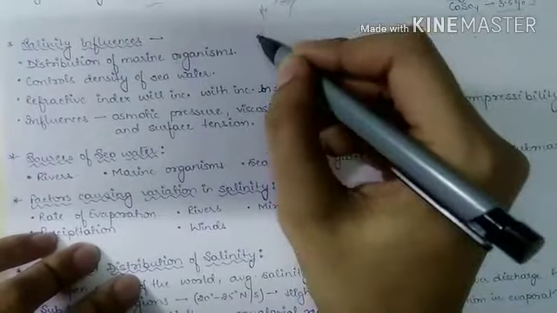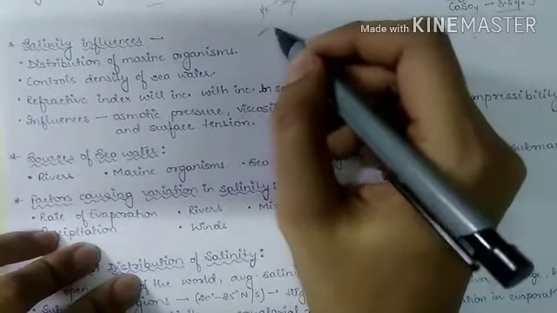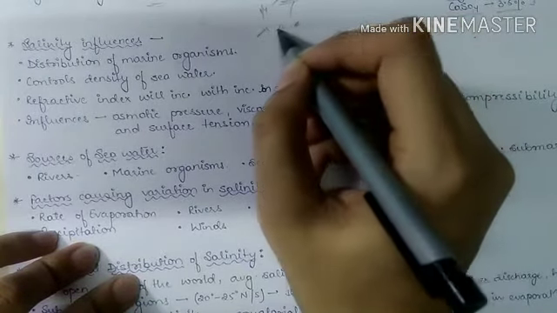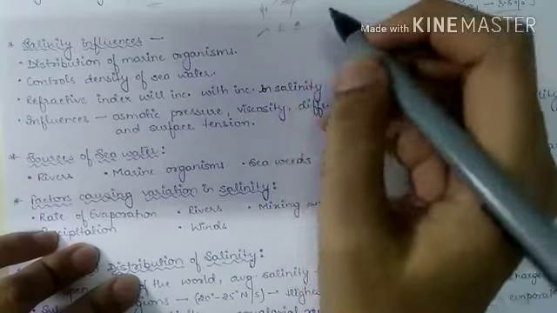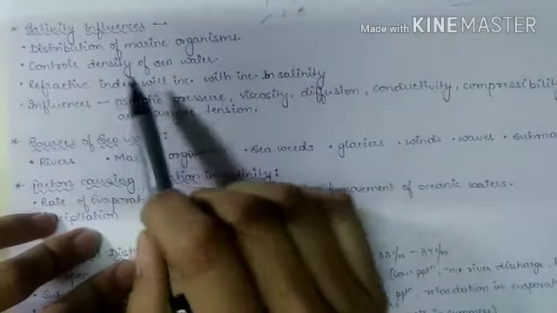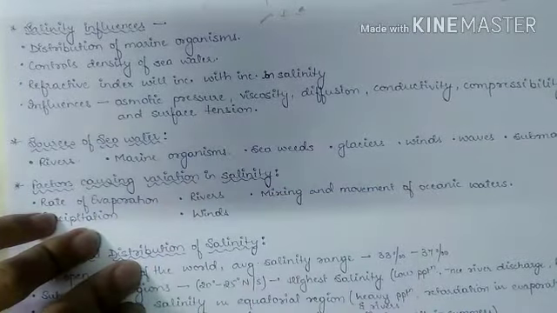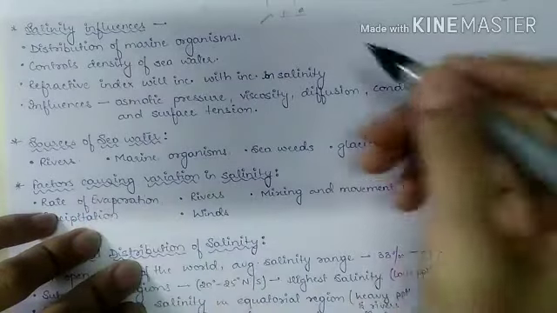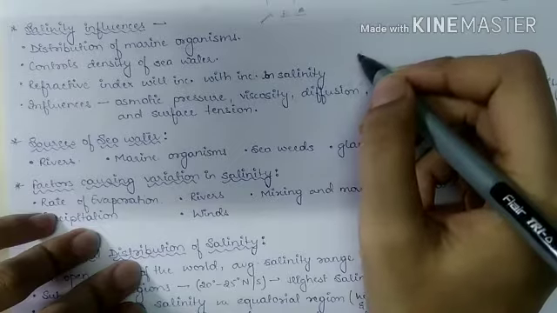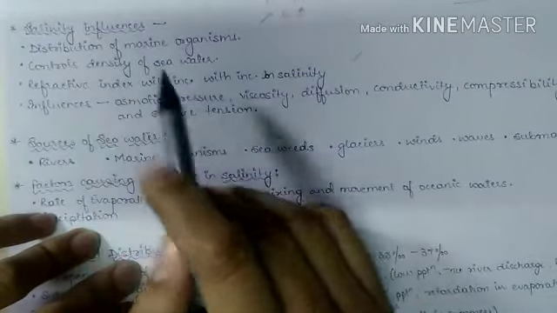So the more the salinity in the area, the fewer the microorganisms, whether plants or animals. So both will be present in lesser amounts. Then the density: the more the salinity, the more the density of the seawater will be. Next we have refractive index. As the density of the ocean water increases, the refractive index of the water will also increase along with it.